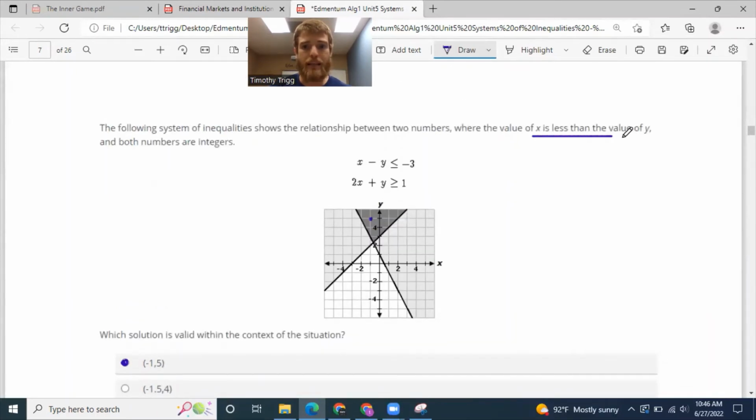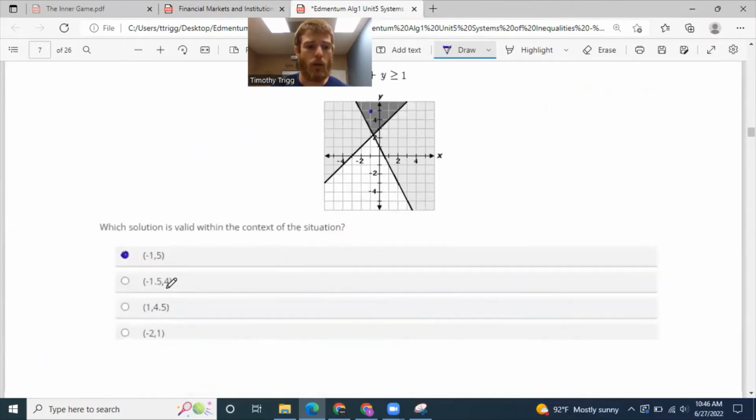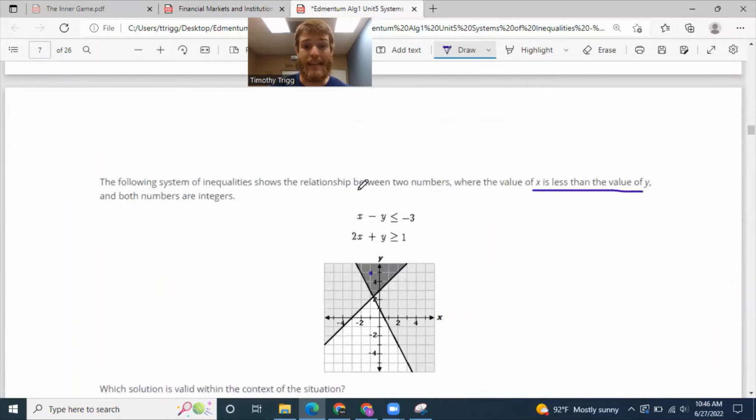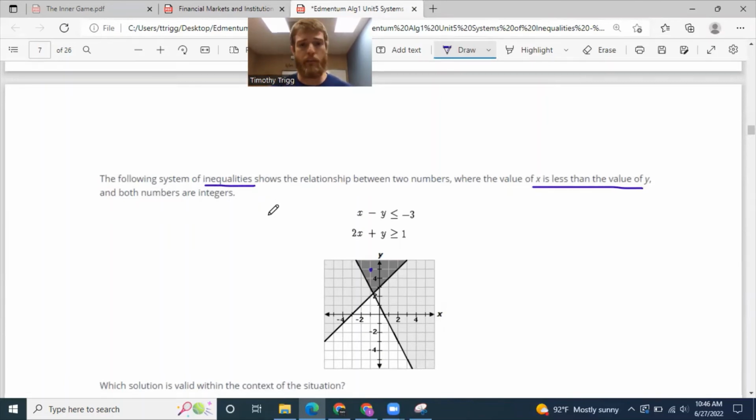X has to be less than y as well. Okay, that's true here. So I think that's right. It says both of them have to be integers, so that's one thing too. If you don't know what that means, it means that the numbers are whole numbers. They have to be whole numbers.